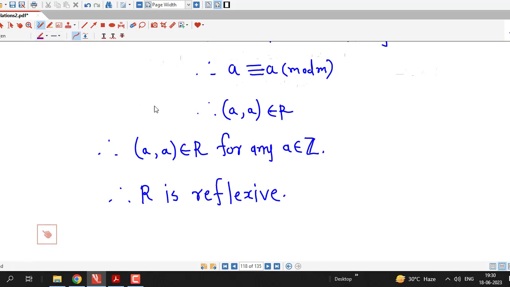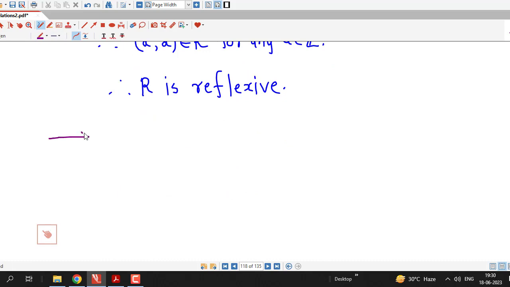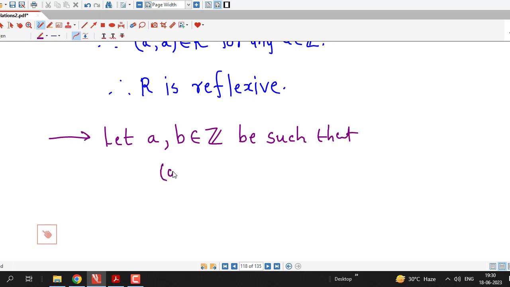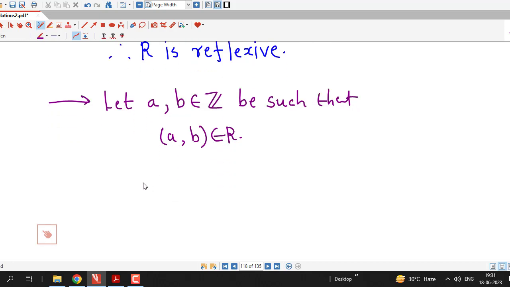Second property we have to prove is symmetry. So for that we consider two arbitrary integers. Let A, B belong to Z be such that A is related to B, or ordered pair (A, B) belongs to R. And to prove symmetry we have to show that whenever ordered pair (A, B) belongs to R, then ordered pair (B, A) is also in R. Now ordered pair (A, B) belongs to R, therefore A is congruent to B modulo M.